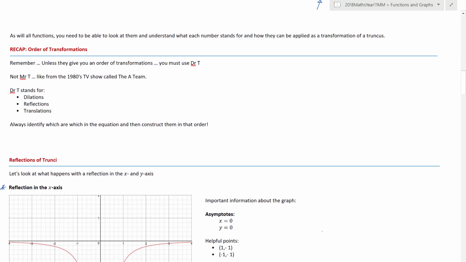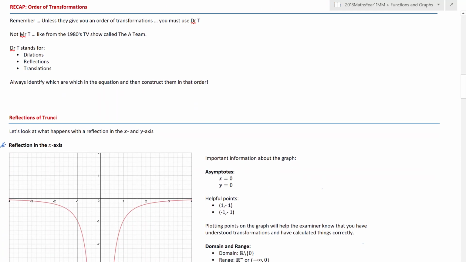So, remember order of transformations? In my previous lesson, we looked at the idea of Dr. T and Mr. T, that very muscly, terrifyingly large guy from the A-Team back in the 1980s. But Dr. T is what we actually need. So Dr. T states we do dilations, reflections, and translations. Now, that is true only if the order is not given to you in the question. If they actually ask you to do reflections, followed by dilations, followed by translations, that's what you have to do. Okay? Otherwise, dilations, reflections, translations.